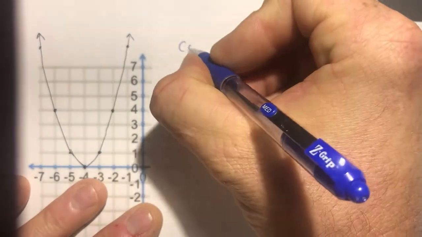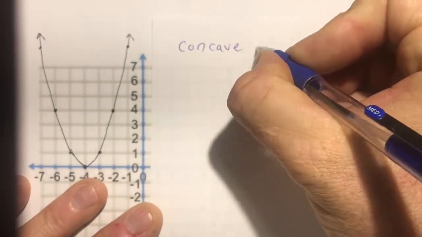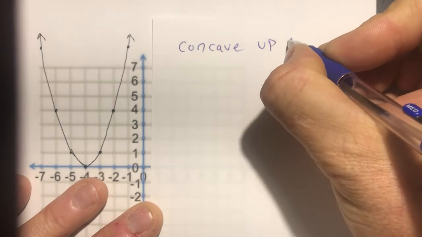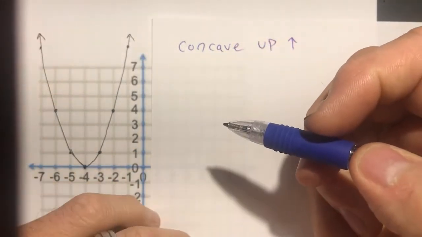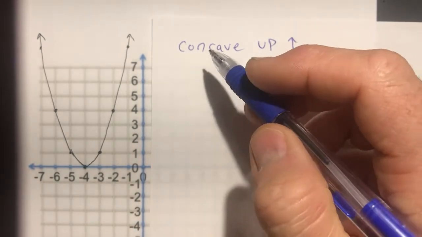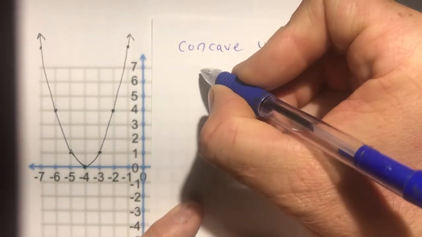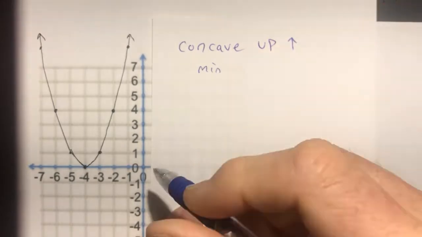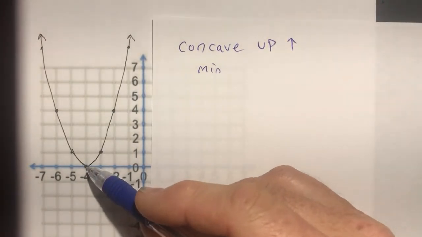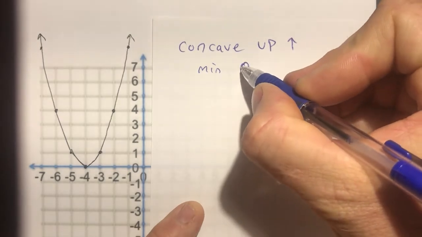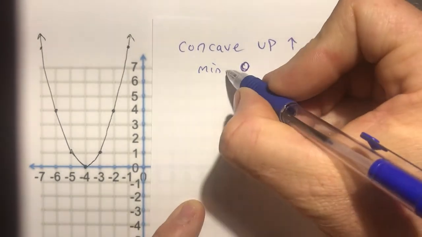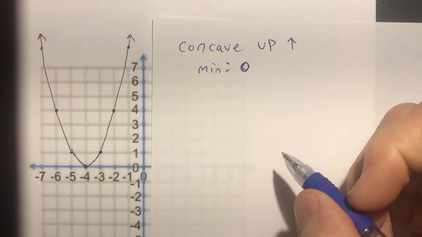it's concave up. It's going up. Which means, since it's concave up, we have a minimum value on this. We have a minimum value down here, and my minimum value right here is 0. Okay, my minimum is 0.